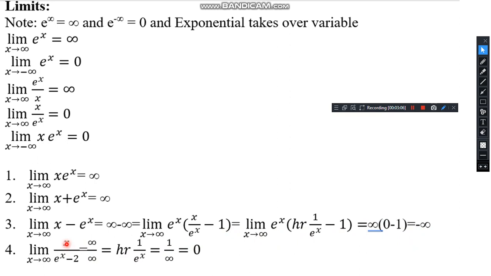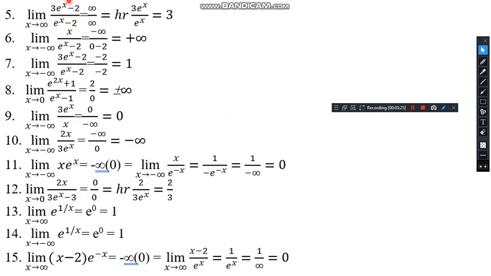Here you have the variable and you have e^x down. First of all, this is infinity over infinity. Exponential is stronger, so directly you can put 0. And if you want to do it with L'Hospital's rule, the derivative of x is 1 and of e^x is e^x, a number over infinity is 0. Here it's infinity over infinity, so by L'Hospital's rule, 3e^x over e^x is 3. Here as x tends to minus infinity, e power minus infinity is 0, so you have minus infinity over minus 2 infinity. As x tends to minus infinity, 3e power minus infinity is 0, so it's minus 2 over minus 2, it is 1.